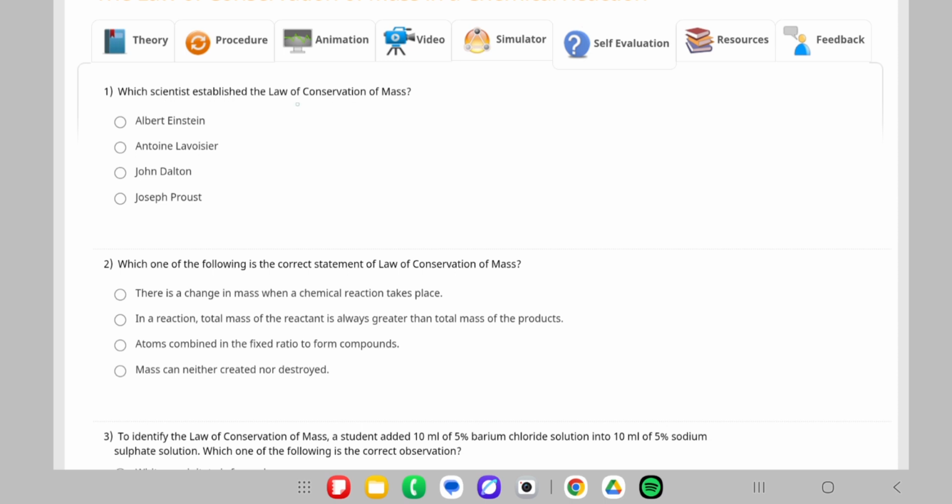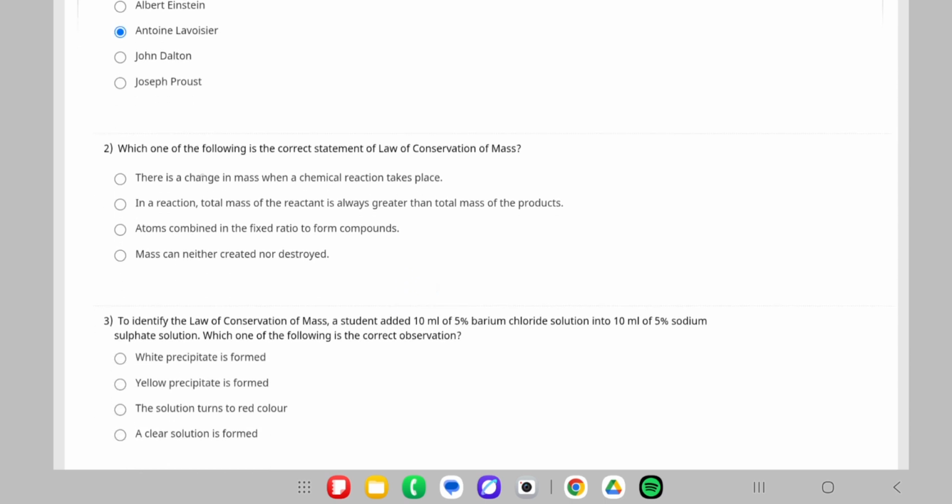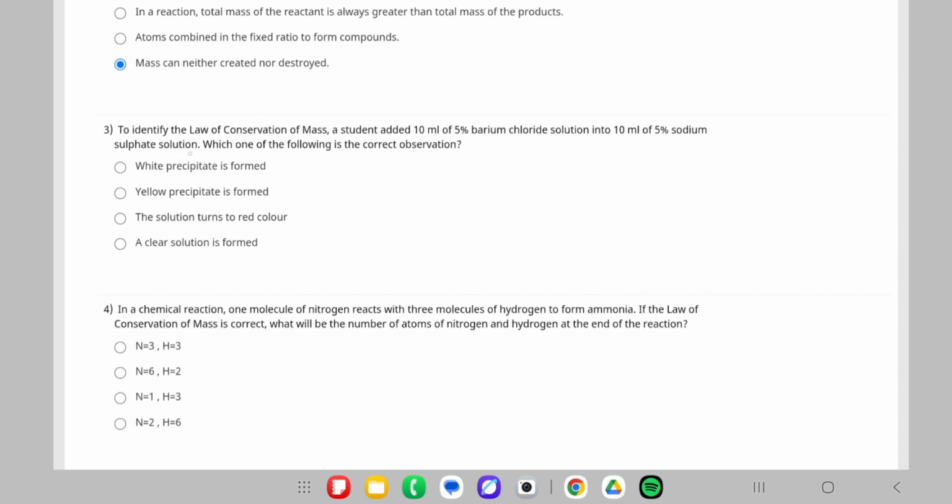Which scientist established the law of conservation of mass? It was Antoine Lavoisier. Which one of the following is the correct statement for the law of conservation of mass? Mass can neither be created nor be destroyed. Okay. To identify the law of conservation of mass, a student added 10 milliliter of 5% barium chloride solution into 10 milliliter of 5% sodium sulfate solution. Which of the following is the correct observation? We have done it already. It should be white precipitates formed.